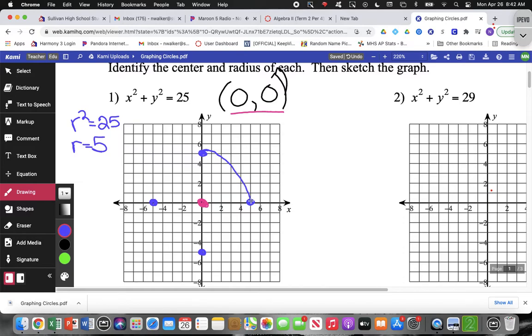This isn't going to be the greatest circle. Do you see here? I kind of made an egg. They're saying no eggs and no aliens. So I didn't do my best job up here. I'm going to fix that.